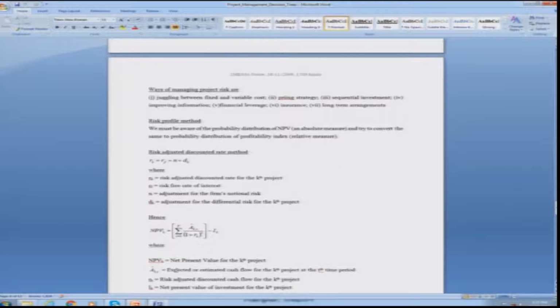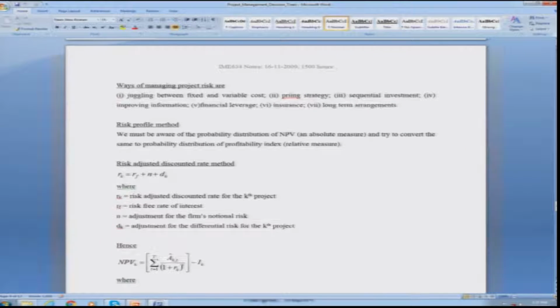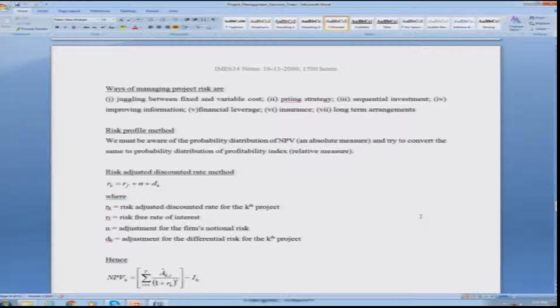So now if I consider ways to manage the project risk, you basically juggle between the fixed and the variable cost. I am sure people can see this, or I will try to increase the font size to 160, so I am now sure it is absolutely visible. So you will have the pricing strategy. Oh, my mistake, there is a small C missing here.